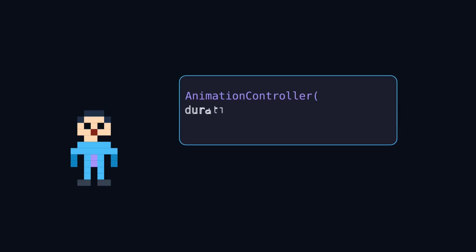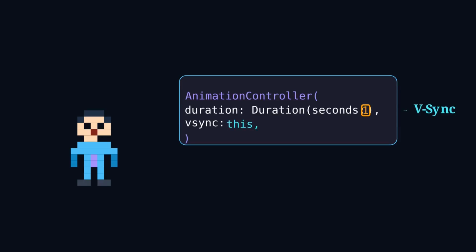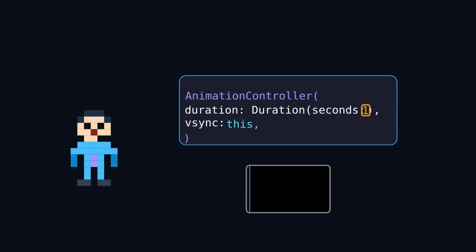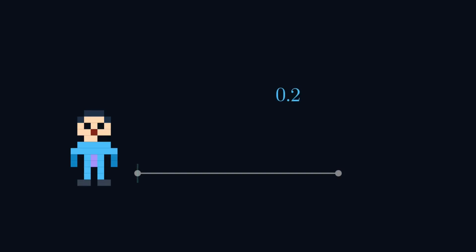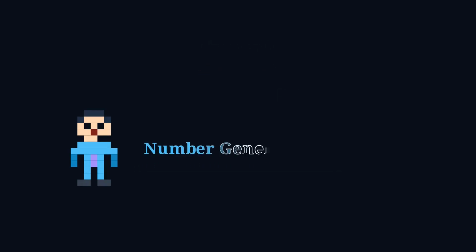Setting one up is simple. You create an animation controller, give it a duration, let's say 1 second, and hand it something called a vsync, which basically just means stay in sync with this screen's refresh. You're telling Flutter one simple thing. Take 1 full second and count from 0.0 to 1.0 for me. Call forward on it and it starts counting up. Call reverse and it counts back down. That's it. At its core, the controller is just a number generator on a timer.